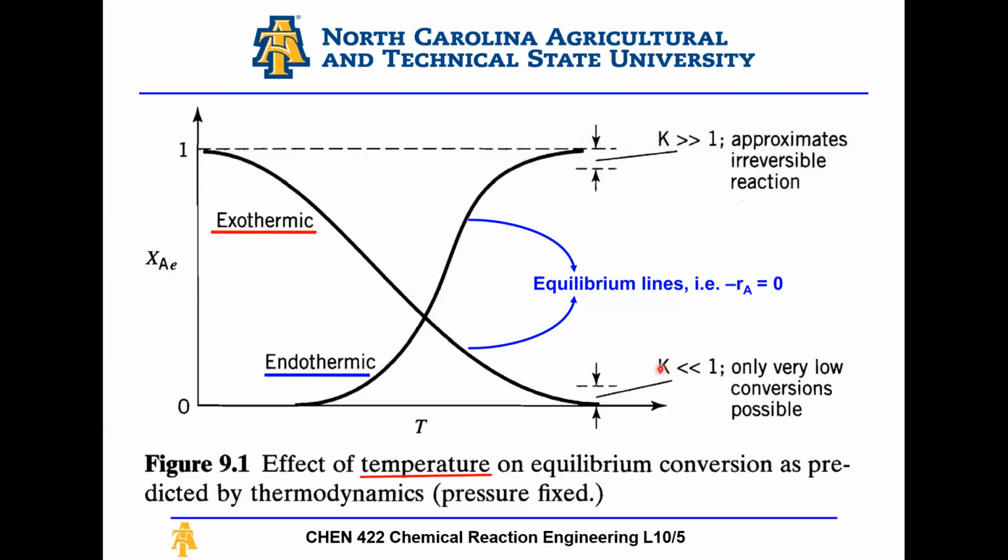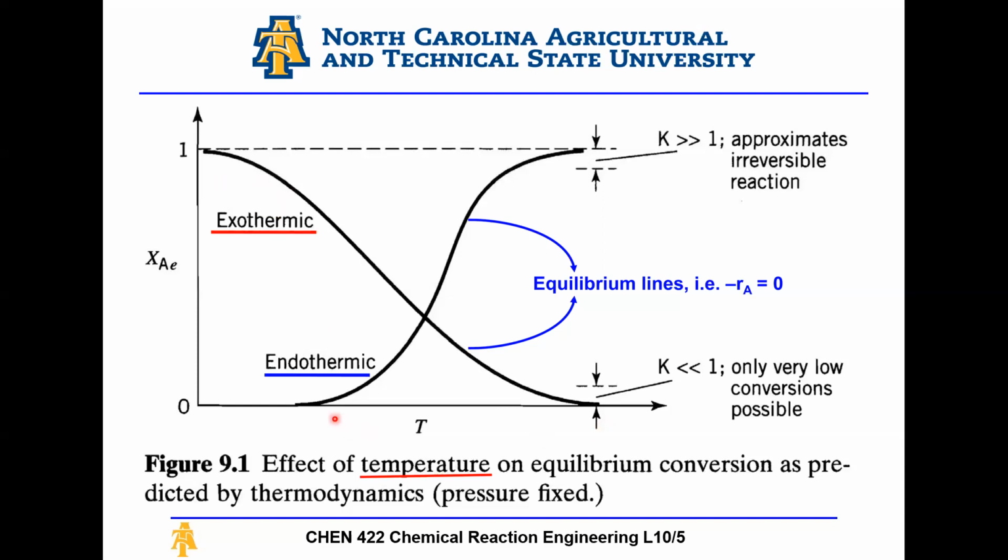On the other hand, if K is much lower than 1, it means that the reaction will not proceed. So as the temperature increases, the reaction does not proceed. In fact, conversion drops significantly. And this is possible for exothermic reactions, right? So if I have an exothermic reaction where as the reaction happens, I'm always releasing heat and the temperature is increasing, unless I have a way to effectively remove this heat and keep the temperature low, my conversion is going to drop as the temperature increases.